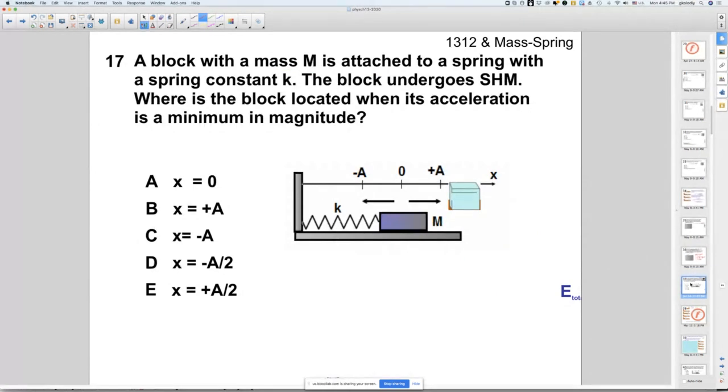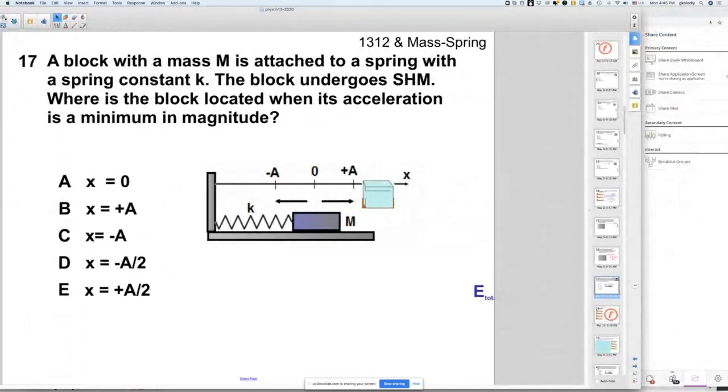Okay, let's see. A block with a mass m is attached to a spring with spring constant k. The block undergoes simple harmonic motion. Where is the block located when its acceleration is a minimum? Don't forget, everything is changing as the block goes back and forth. Its velocity is changing, the force acting on it is changing, and its acceleration is changing. So what do you think? I'll give you a hint, and then hopefully some people will answer. I'm going to take a look here if anybody's answering.